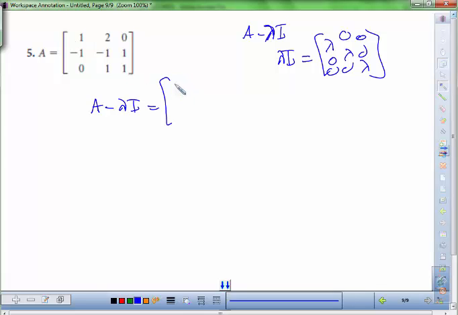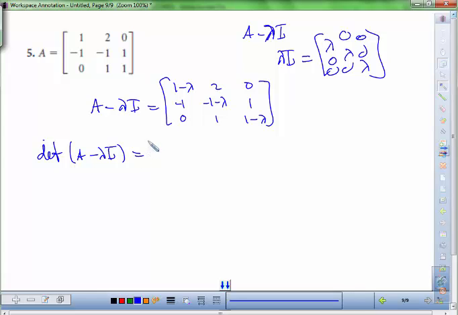associated with these things. So we have a 1 minus lambda, 2, and 0, -1, -1 minus lambda, 1, and 0, 1, 1 minus lambda. Okay? Now you want to find the determinant of this. And you can do this in a lot of different ways. We can expand on a row or a column.